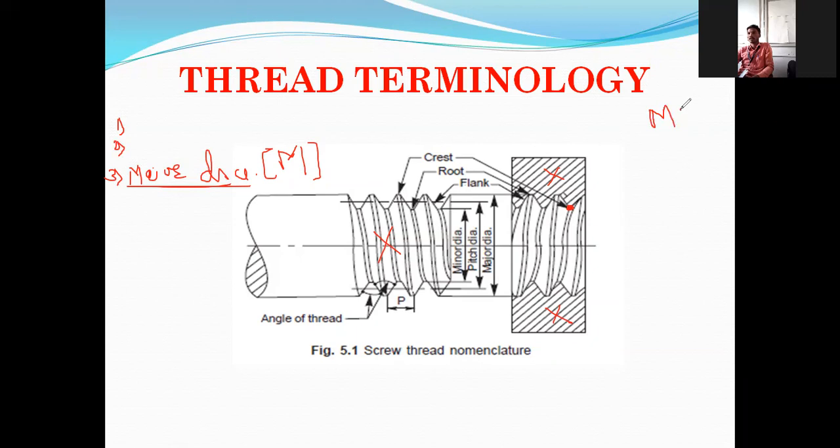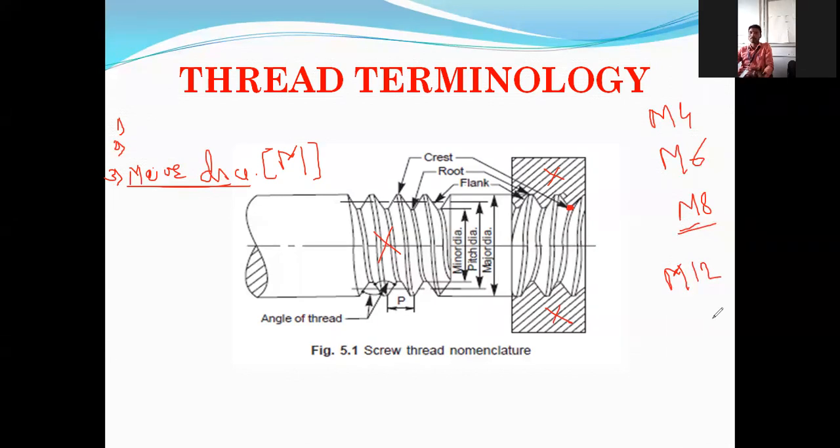Something like a standard nut, maybe M4, maybe M6, M8. You are given a nut and bolt of M8 size, M12 size, something like this. A standard series is there for nuts and bolts. So it is not the case that you say give me 1 kg of nut and bolt, 2 kg of nut and bolt. It is not the case. These nuts and bolts are specified with major diameter or nominal diameter.